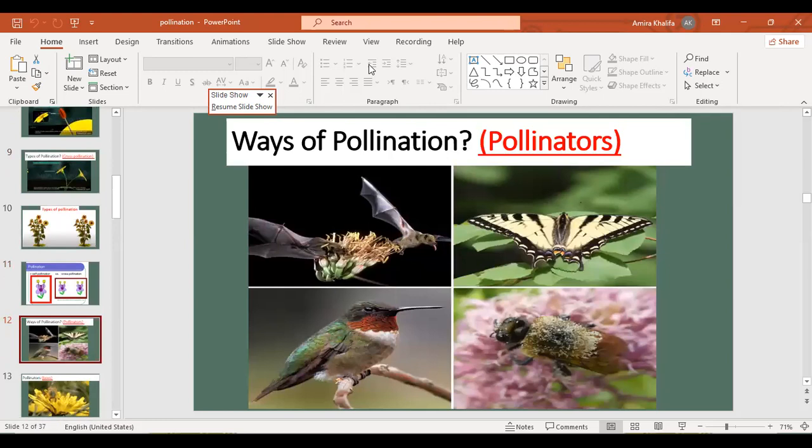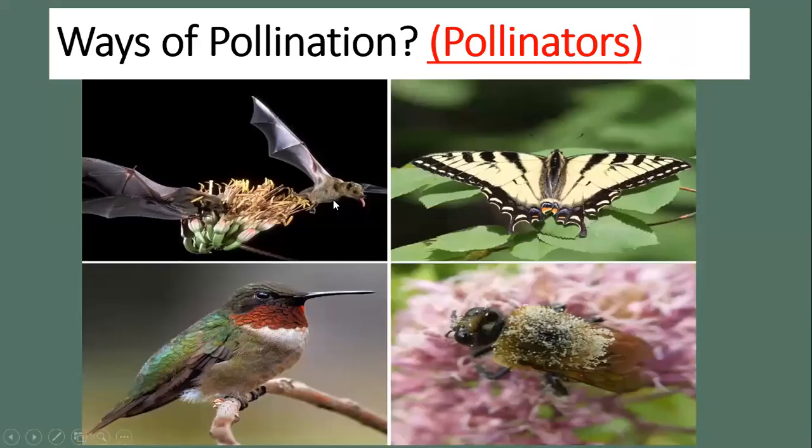Now, let's talk about the ways of pollination. So, what do you think? How can pollen grains move? Of course, there are lots of things that make pollen grains move to make the cross-pollination or the self-pollination. We have lots of things in nature. First, as you can see here in this chart, we have birds, we have butterflies, we have bees, we have bats.